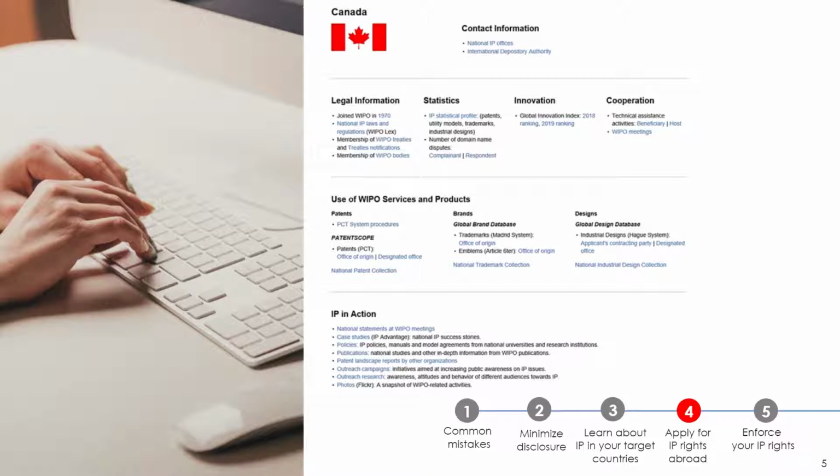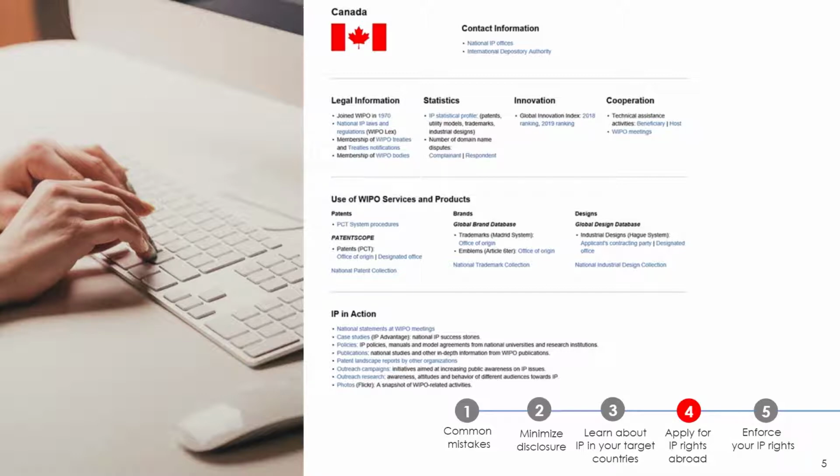A good start is to verify which international treaties a country is a contracting party to. This information is available at the WIPO Treaties link. Most countries are members of the Paris Convention for the Protection of Industrial Property. If you first filed for IP protection in Canada, you can then apply for protection for this IP in other contracting states. But it's important that certain time limits are respected.